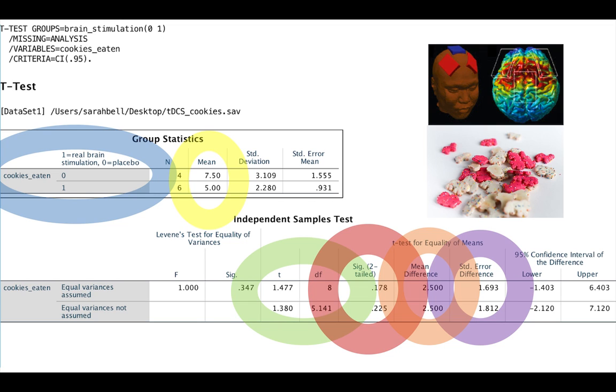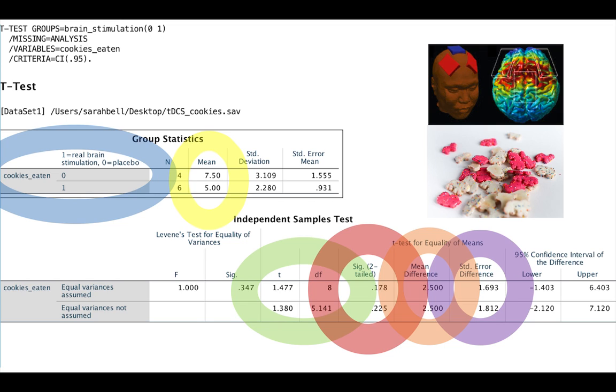Let's see, I've circled some things that I think are important. The blue circle is just telling me what I'm testing. The yellow circle shows me the means for each group. The green circle is showing the t-value and the degrees of freedom. We'll go ahead and assume equal variances and use that top row for everything.